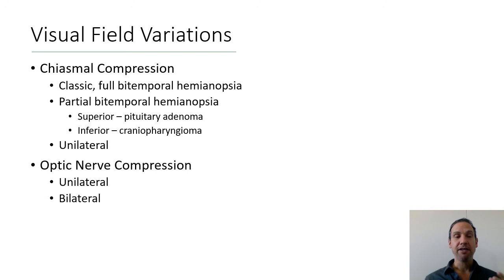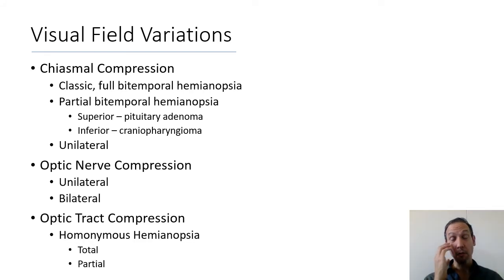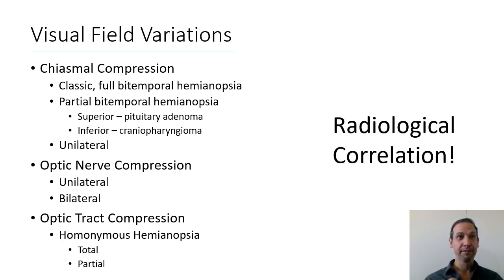And then if we have a situation where the pituitary is compressing the optic nerves, then we're going to get visual field defects in one or both eyes that are more representative of just an optic neuropathy. And if it's compressing on the optic tracts, we can get homonymous hemianopia that again can be total or partial. And so this is where it is so critical to have good radiological correlation.